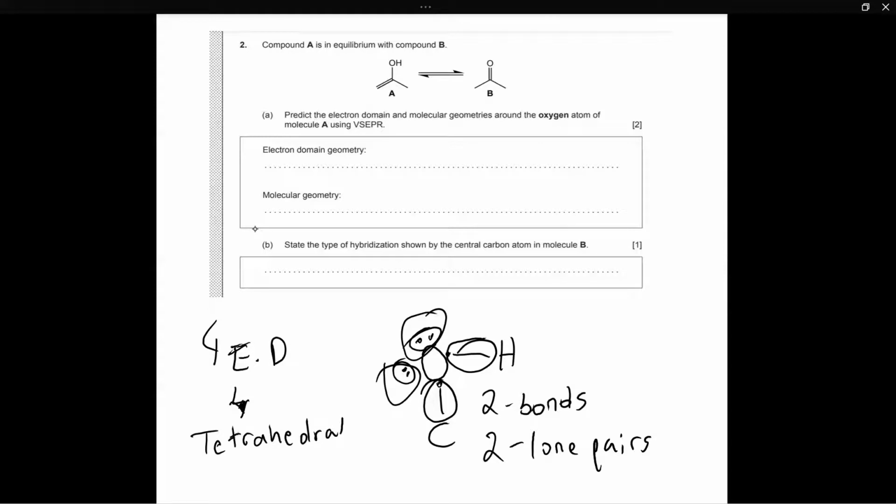If you don't know what tetrahedral or electron domain geometry is, you should go back and study the VSEPR theory, because without knowing that, all of this will just be gibberish and end up confusing you. So please go ahead and do that. So it will be tetrahedral.